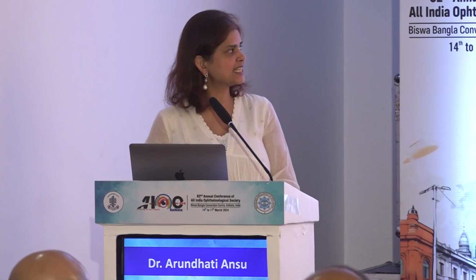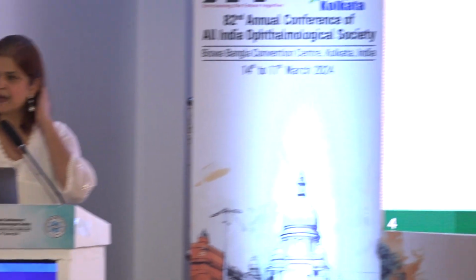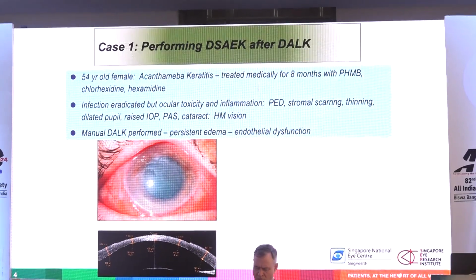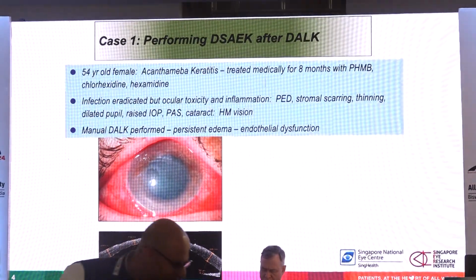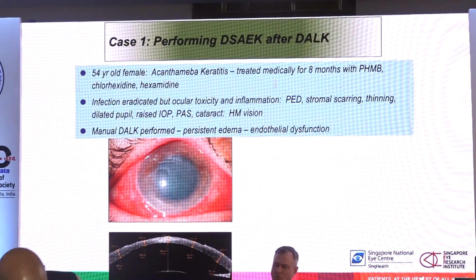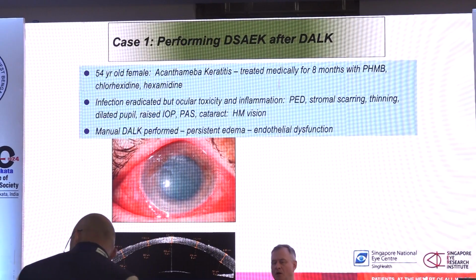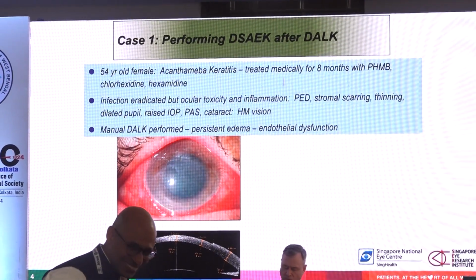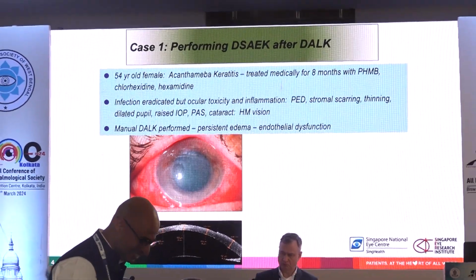So this is the first case of a patient who had very bad acanthamoeba keratitis. It took almost 8 to 9 months to heal with a combination of medications. We all know the anti-acanthamoeba drugs cause toxicity and inflammation. There was a lot of stromal scarring and thinning, dilated pupil, which is not uncommon because of the high IOP.